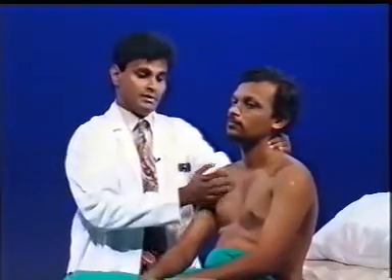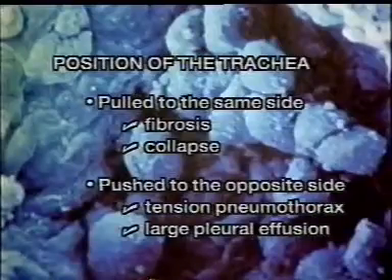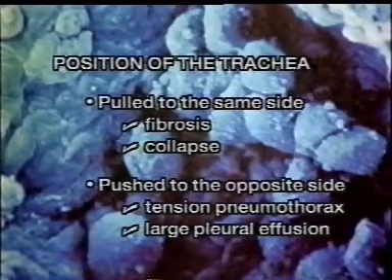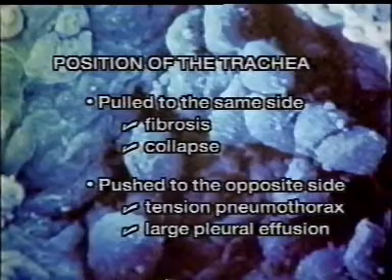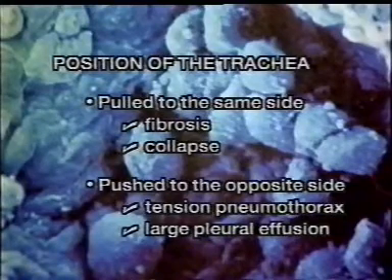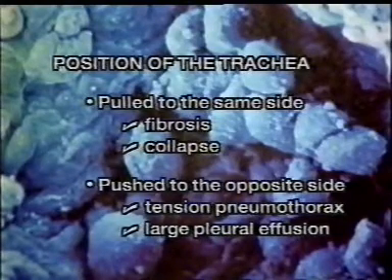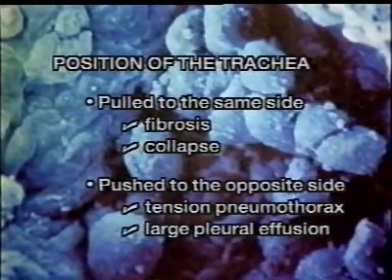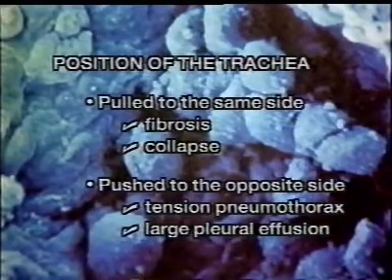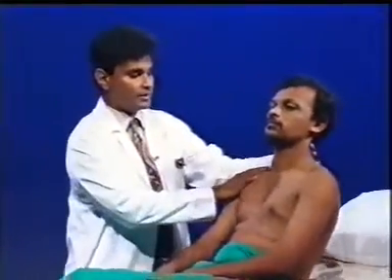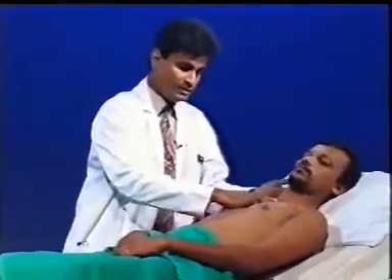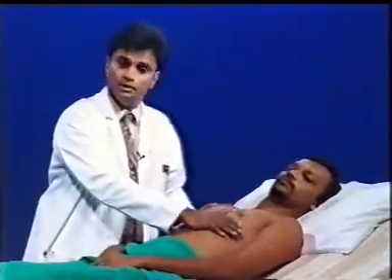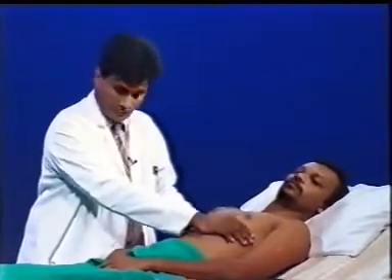Usually, the trachea is slightly deviated to the right side. But in case of gross deviation, you should suspect fibrosis or lung collapse, where it is pulled to the same side. In case of a large pneumothorax or a large pleural effusion, it is pushed to the opposite side. Once you ascertain the position of the upper mediastinum, you should proceed to the apex of the heart.